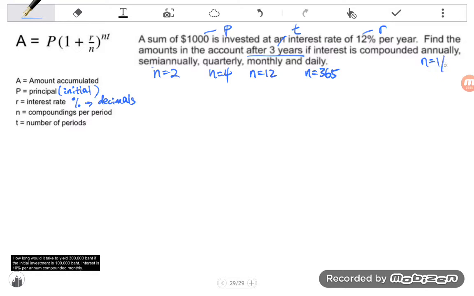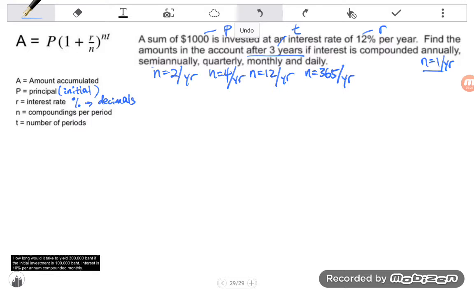So 1 time per year, 2 times per year, 4 times per year, 12 times per year, 365 per year. Now, this is my N value, and then we're gonna try to find how much money we have, the accumulated amount for each scenario.